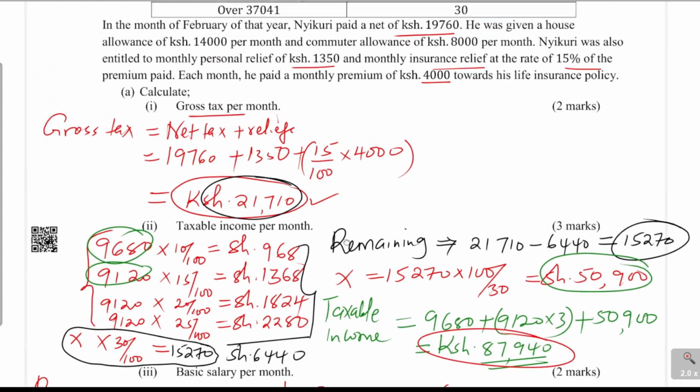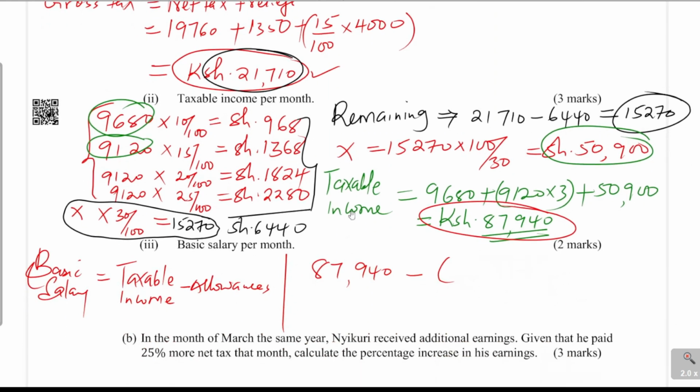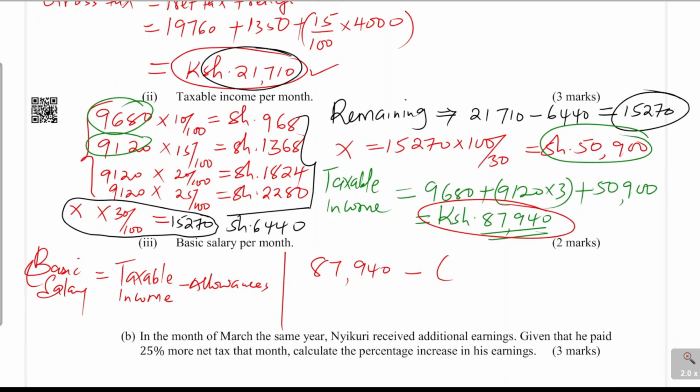The allowances are given here. We have 14,000 for house allowance and commuter allowance, 8,000. So that is 14,000 plus 8,000. And 87,940, subtract 22,000, will give 65,940. So that is the basic salary, simply by getting taxable income and subtracting all the allowances.